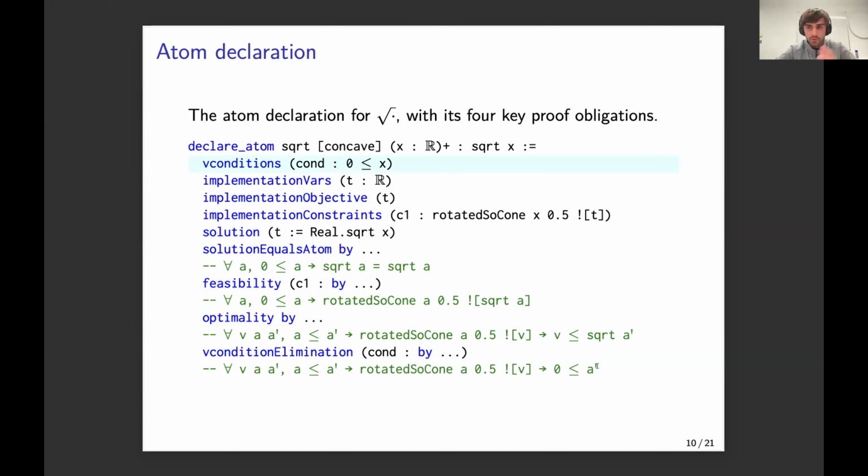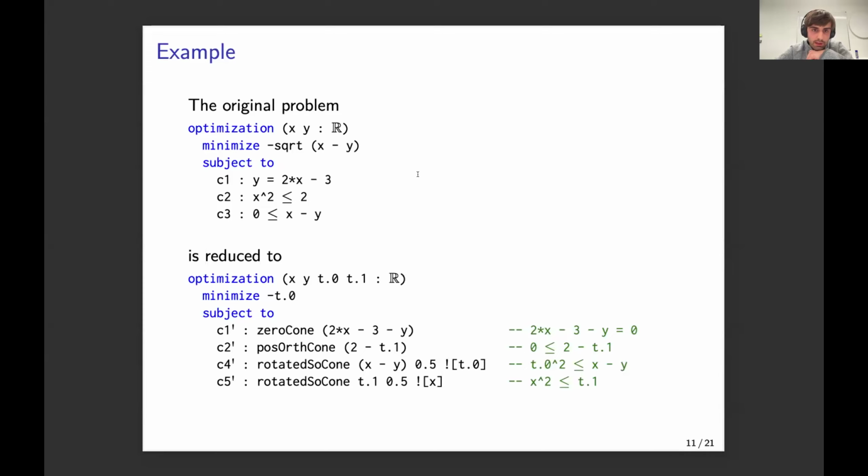So this is the running example that we were talking about. This is the example in standard form, or almost in standard form. And this is how its reduced version looks like. So we've introduced a couple of variables and some constraints, and there is a direct correspondence between each component of the original problem and the reduced problem.